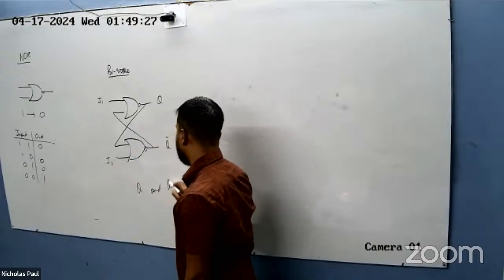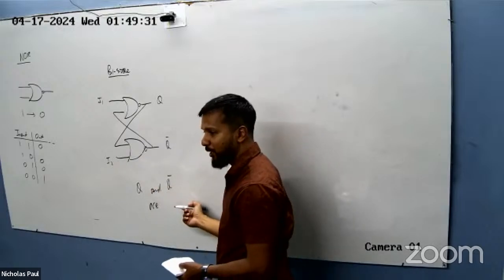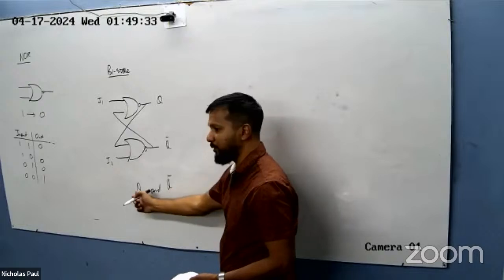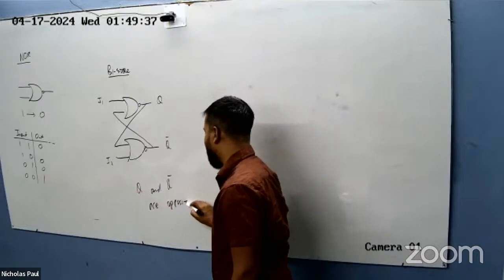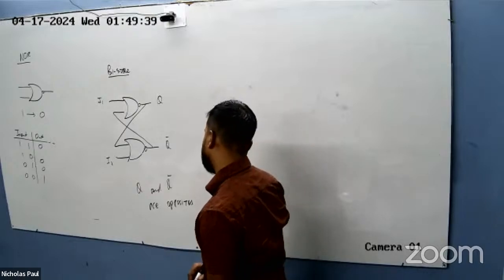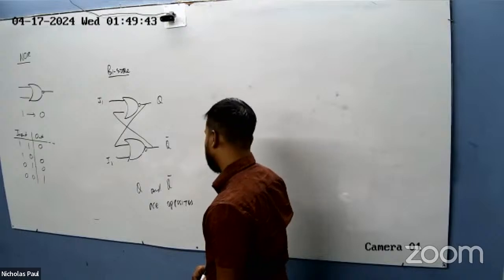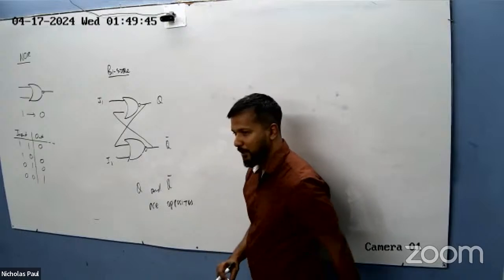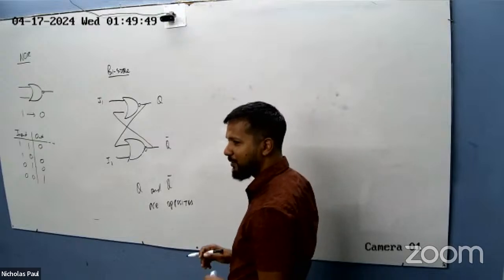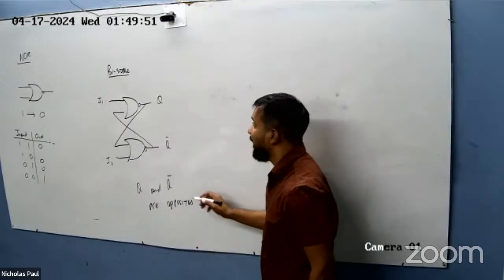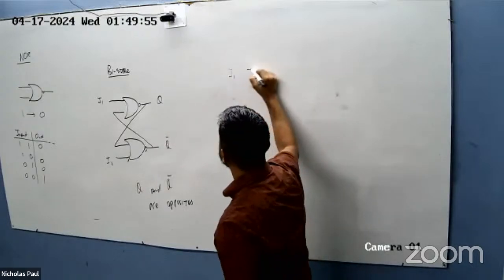So Q and Q hat are exactly that, opposite of each other, right? Q hat means opposite of Q. So it only works when Q and Q hat are opposites. That's not wrong, right? Correct? All right, anyway, so these two outputs must be opposites. Now here is how it works.